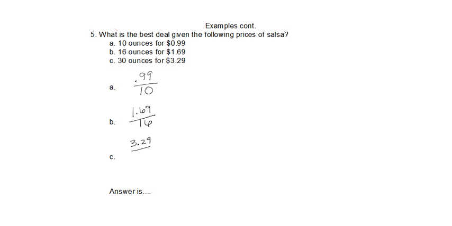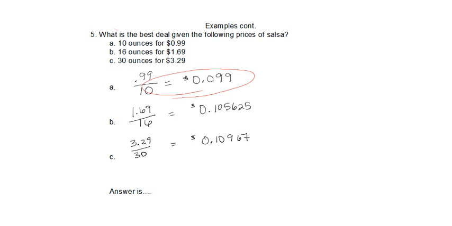So if we put these as ratios, we can find out how much per ounce. On A, it is going to be just under 10 cents per ounce. On B, we are looking at a little bit over 10 cents per ounce. And on C, we're looking at even more, almost 11 cents per ounce. So we can look and see that our best price per ounce is going to be A.